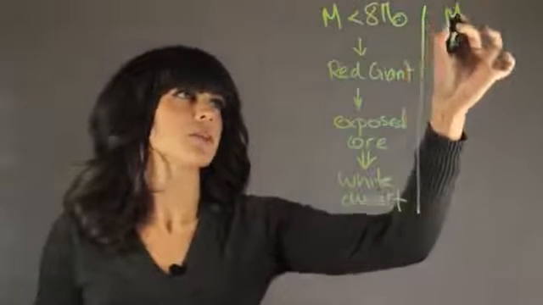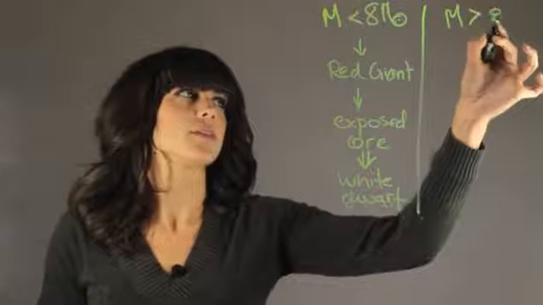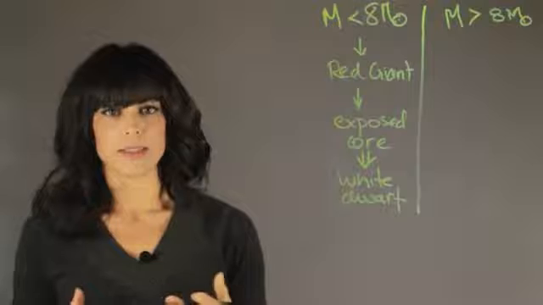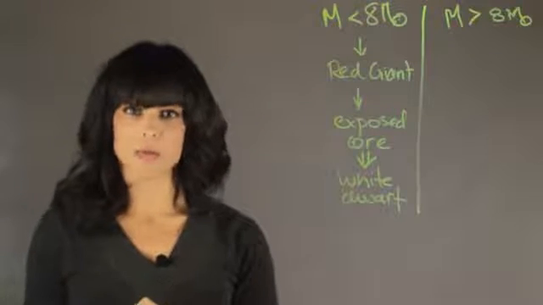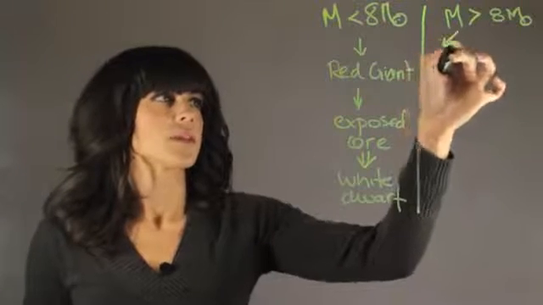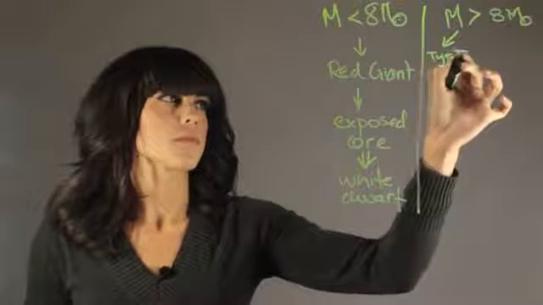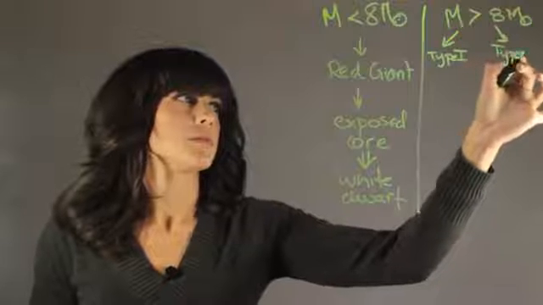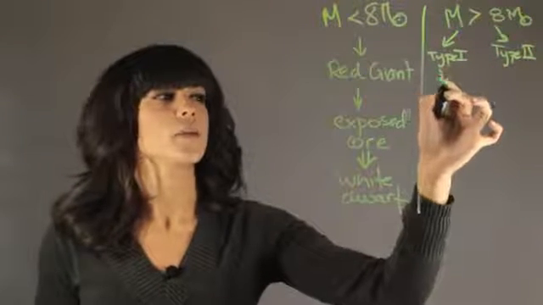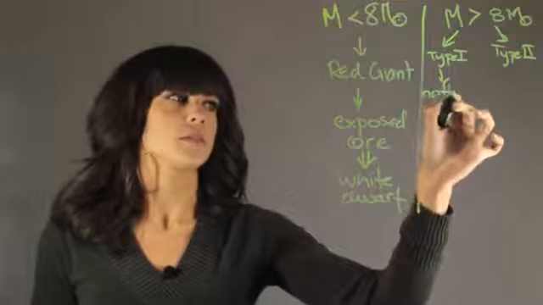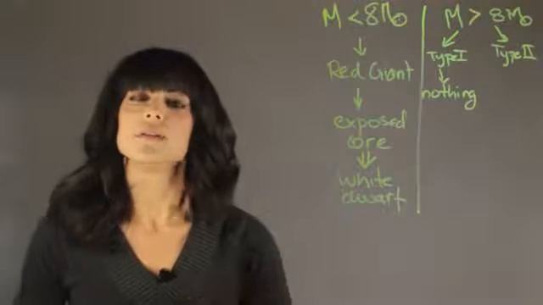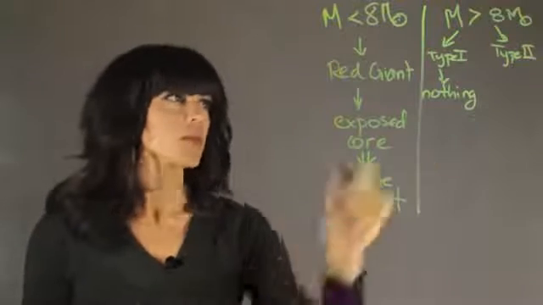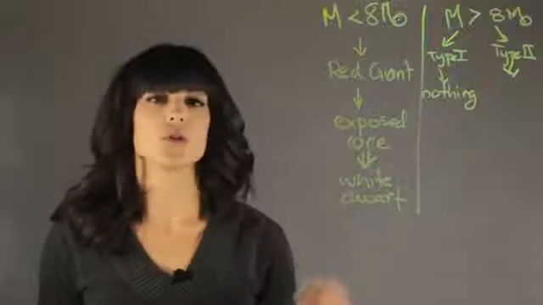Now, what happens when the star is a lot bigger than that? If the mass of the star is bigger than 8 solar masses, now we can talk about things like supernovae. There are 2 types of supernova: type 1 and type 2. At the end of type 1, nothing is left. It pretty much destroys everything that it has. And in type 2, you become a neutron star.